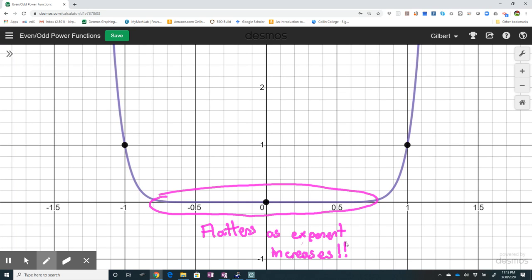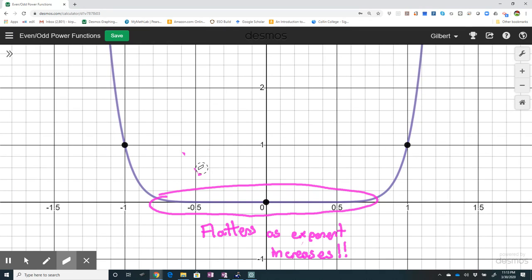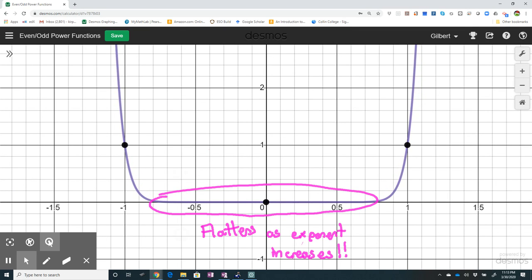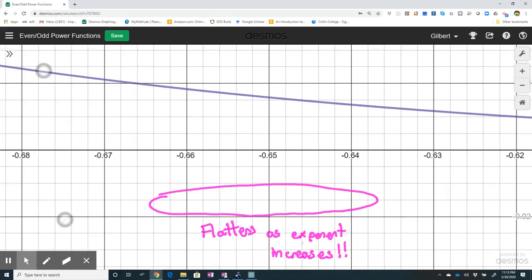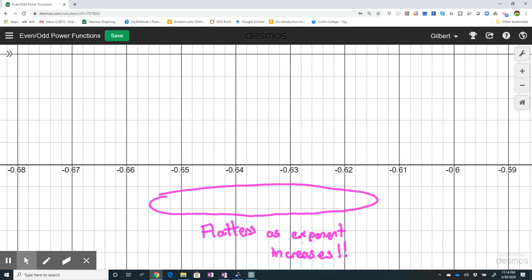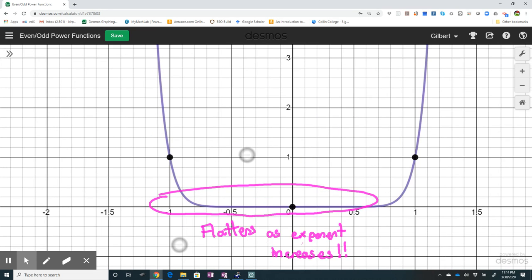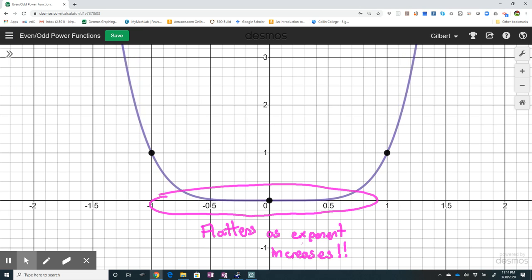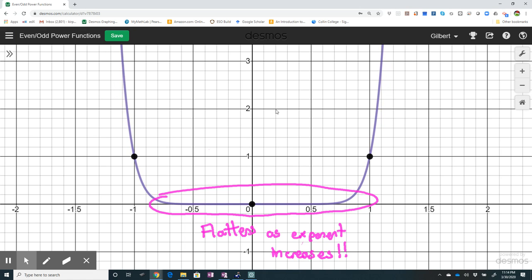Now it never gets completely flat. It looks like it's flat because I'm zoomed out, but if I zoom in, there we go. If I zoom in, you'll notice that it never completely gets flat. It just looks like it is because I'm so zoomed out. All right, so again, when I say flatten, it's not perfectly horizontally flat. It just looks that way if you're zoomed out. Anyway, that's called an even power function. Even because it's symmetrical to the y-axis.